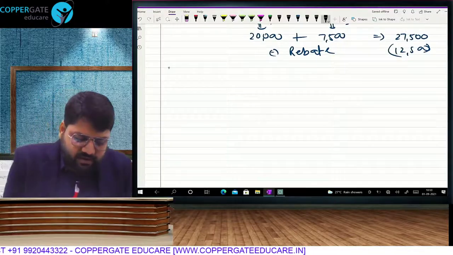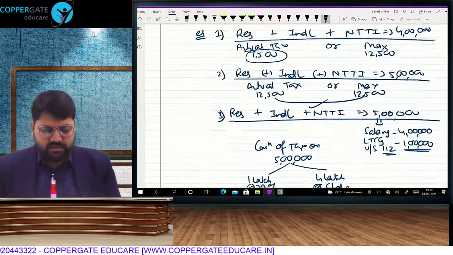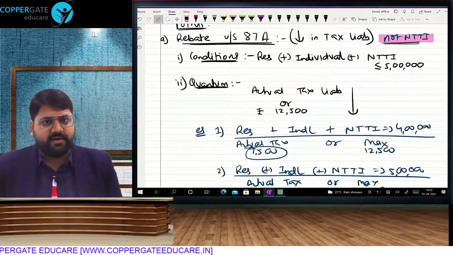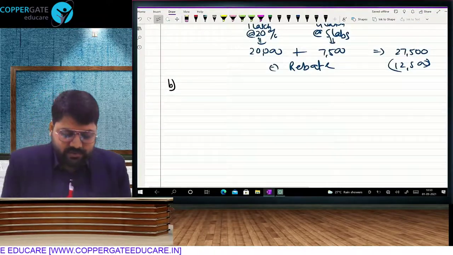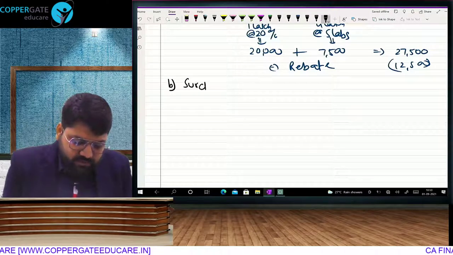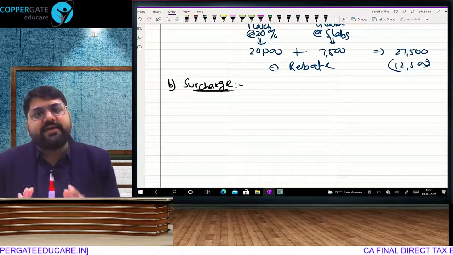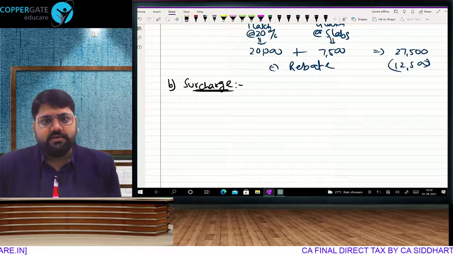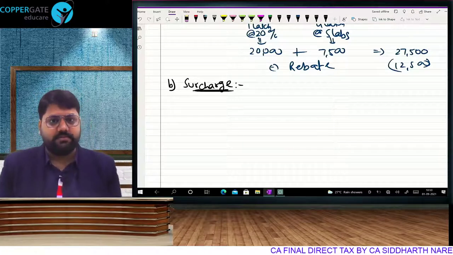Once we are done with the concept of rebate, let's go to the second concept. Numbering is ABC, no? So rebate was concept A, rebate under 87A. Second concept, the concept of surcharge. Rebate is for poor people. What is the definition of poor? Income up to 5 lakh. So we will reduce your tax.